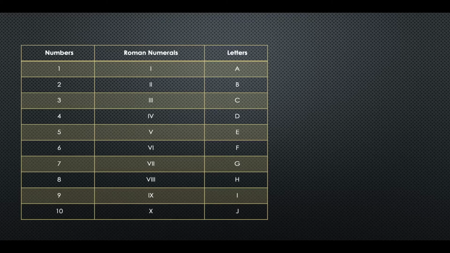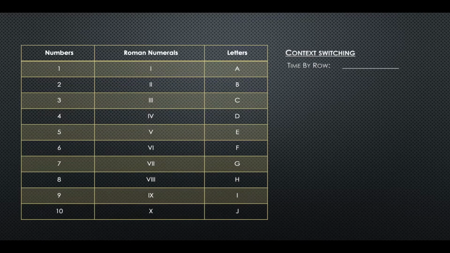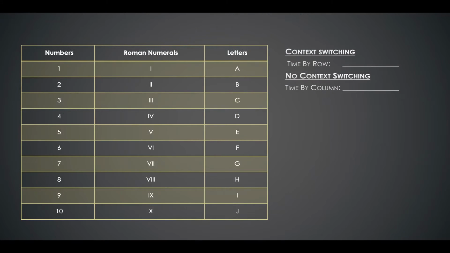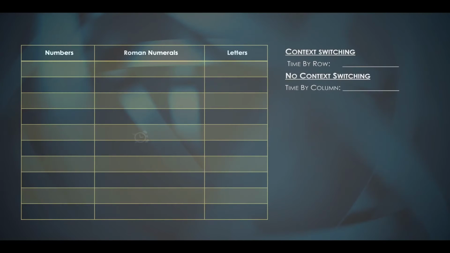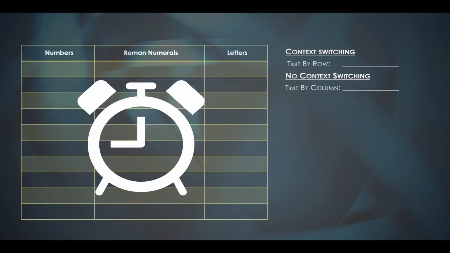You will record the sequence twice. On the first pass, you will proceed to record the values one row at a time. On the second pass, you will record the values one column at a time. On each pass, you will record the amount of time it took to complete recording all of the values in the row or column. Now you will need a pen, some paper, and a stopwatch. You can hit the pause button on the video, record your data, and resume the video when you are ready.